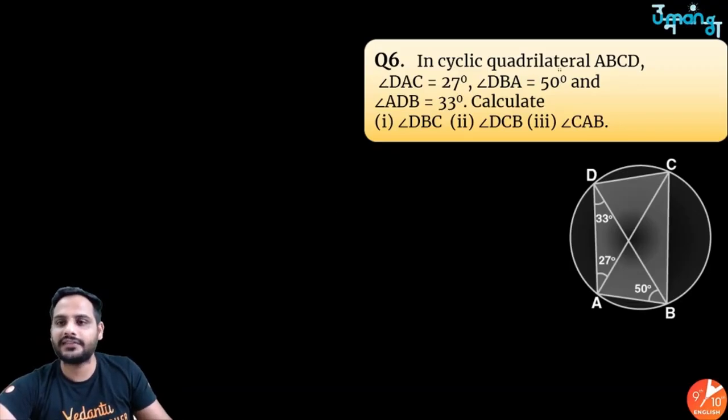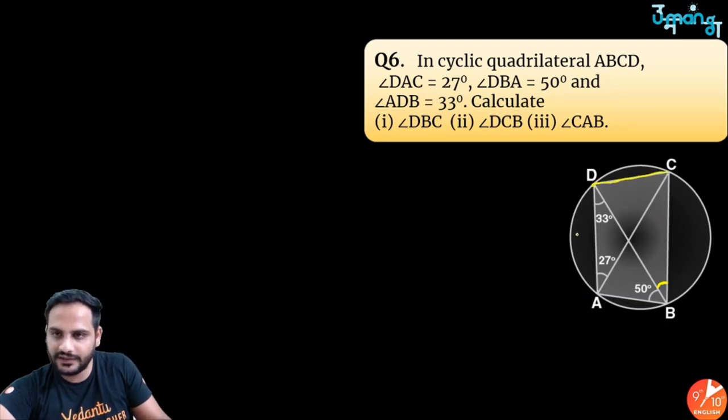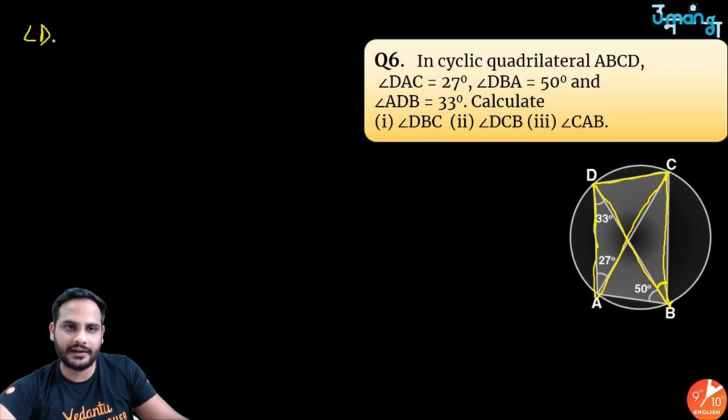Question number 6. In a cyclic quadrilateral ABCD, angle DAC is 27, angle DBA is 50, and angle ADB is 33 degrees. Calculate the value of angle DBC. Where is DBC? So this angle I need to find out. Now look, finding this angle is very easy. If I think of this DC as a chord, then angle DAC and angle DBC both will be equal because they are angles in the same segment. So I can say angle DBC is equal to angle DAC, which is equal to 27 degrees.